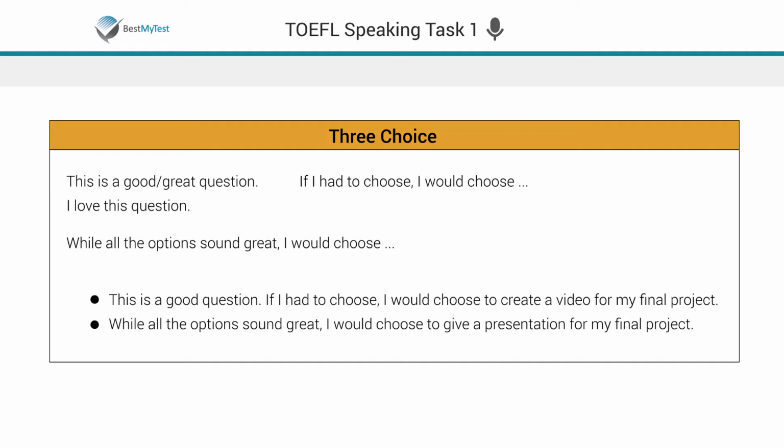And then you can say, if I had to choose, I would choose, and then you start saying what you would choose. The next pattern, you'd say something like, well, all the options sound great, I would choose, and then there you add what you would choose. It's pretty straightforward. So let's look at 2 examples of this sentence pattern in action.